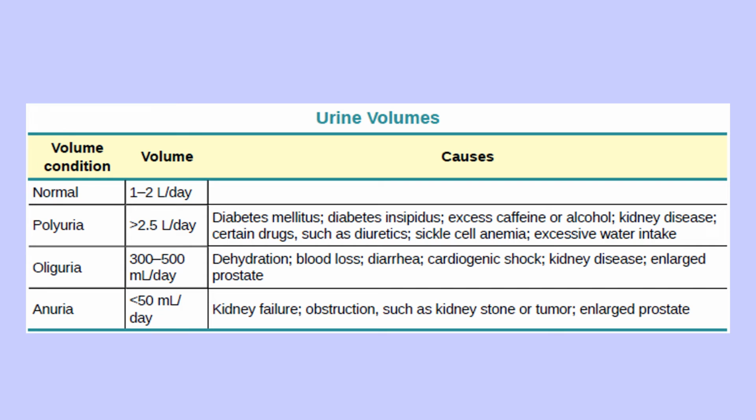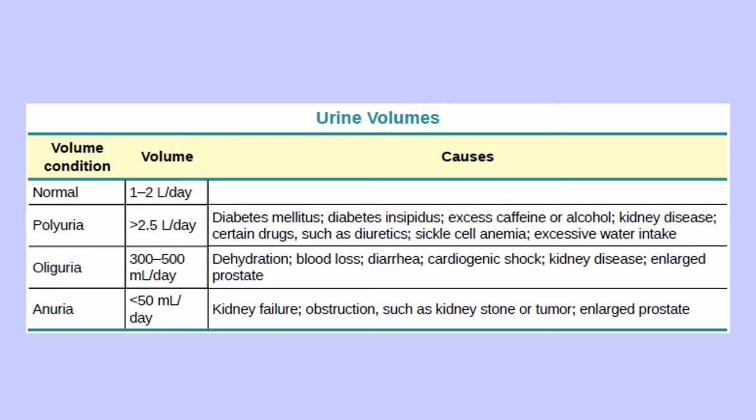I'd be asking how much fluid intake your patient has. This just shows, once again, the normal production of volume for a normal healthy adult is 1 to 2 liters per day. If you're producing more than that, it's polyuria, and there could be several different causes of it. Diabetes mellitus, diabetes insipidus, maybe you have excess caffeine or alcohol. Both caffeine and alcohol do inhibit the antidiuretic hormone, and so that would trigger more increased production of urine. There could be just excessive water intake. You could be on medication that acts as a diuretic, which is going to increase the amount of urine production.